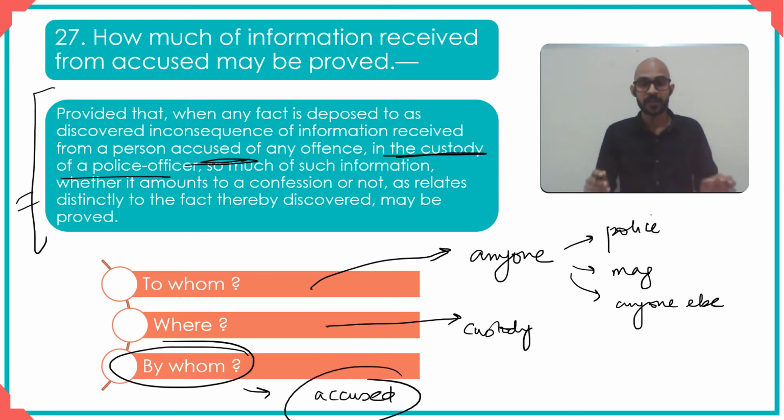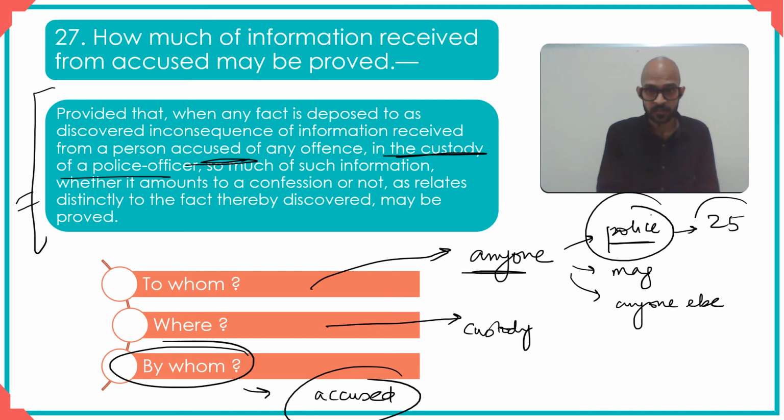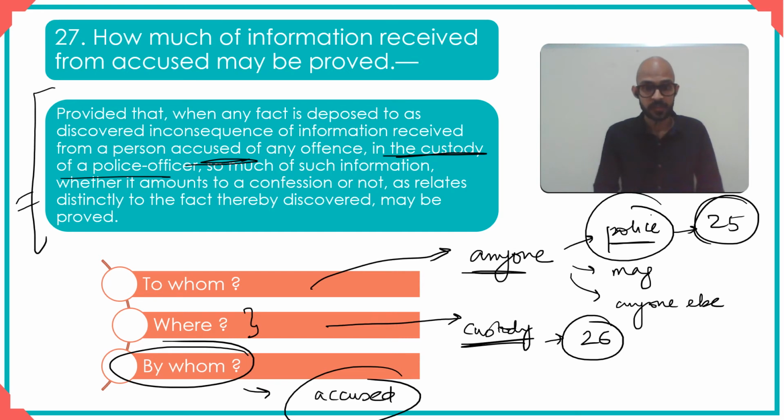So you see, you have the 3 points with you. To whom? It can be to anybody. I hope you remember that when we talk of confession to anyone and we say confession to a police officer, this deals with section 25. When you talk about where, then when it's in the custody of the police officer, this relates to section 26. And therefore, as you can see, 27 acts as a proviso in the cases of both 25 and 26, right? Therefore, 27 applies even in the case of a confession made to a police officer.